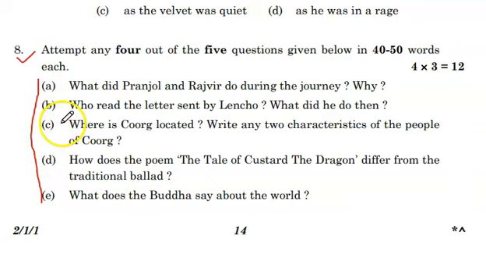Again, I would advise you to do the same thing. You tick those 4 questions for which you are well prepared or well ready. For example, let us see question number A, what it is. What did Pranjal and Rajbir do during the journey? Why? So this question has been taken from Glimpses of India, Tea from Assam. So it's easy, no problem, we can do it.